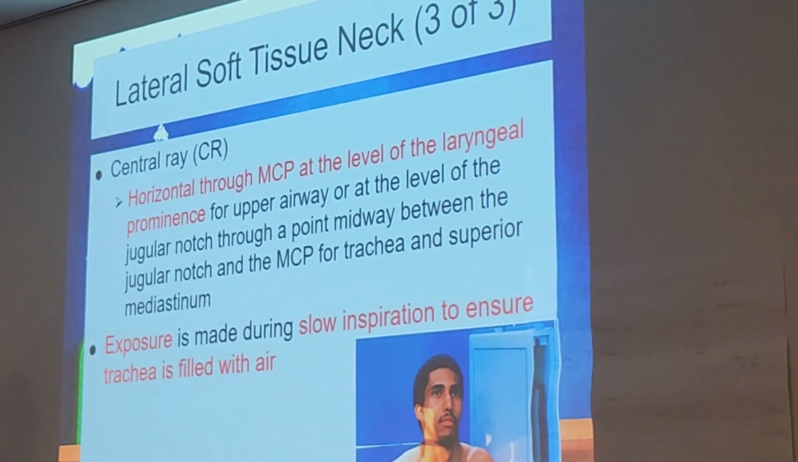Exposure is made during that slow inspiration to ensure the trachea is filled with air. Not whenever we have a full inspiration and hold it. It's actually during the inspiration. AP airway, or soft tissue neck, is unique in that we're taking the exposure as the patient breathes, because we want to catch that air in the air-filled trachea, because that is the star of our show. We're not worried about the C-spine, we're worried about the trachea.